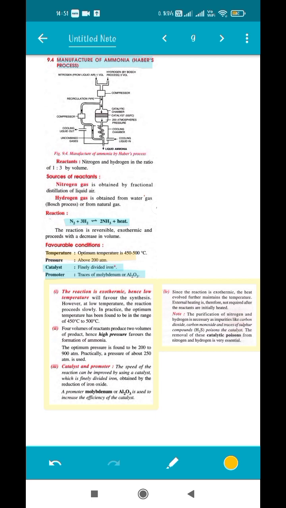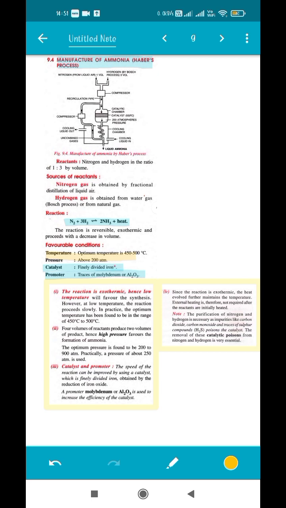So very interesting thing. The purification of nitrogen and hydrogen is necessary because impurities like carbon dioxide, carbon monoxide and traces of sulfur compounds poison the catalyst. The removal of these catalytic poisons from the nitrogen and hydrogen is very essential. Since we are obtaining nitrogen and hydrogen by two different methods, it is also necessary that this hydrogen and nitrogen is completely purified, because there can be substances like carbon dioxide, carbon monoxide or sulfur compounds which can poison the catalyst. The catalyst will not be able to work nicely. So we have to remove these catalytic poisons from the reactants very carefully initially only.